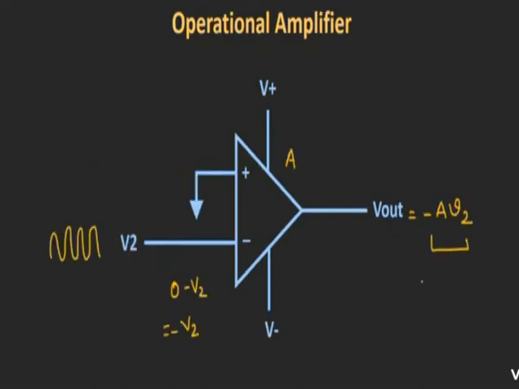Likewise, if we apply input to the negative terminal and ground the other terminal, then the output of the amplifier is equal to minus A times V2, because the difference between the inputs is 0 minus V2, which is equal to minus V2. If we apply a sinusoidal wave as input, then we have an amplified sinusoidal wave as output which has a 180 degree phase difference with respect to the input signal. That means the output gets inverted by 180 degrees. That is why this input terminal is known as the inverting terminal.